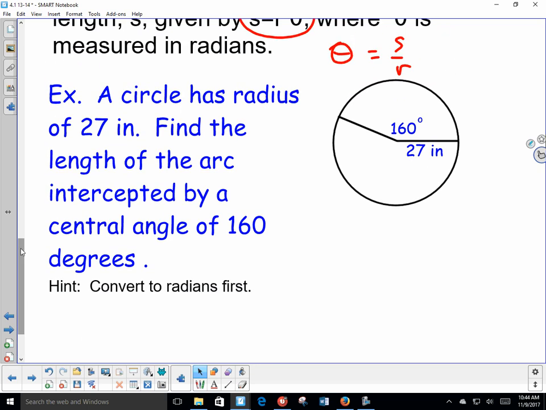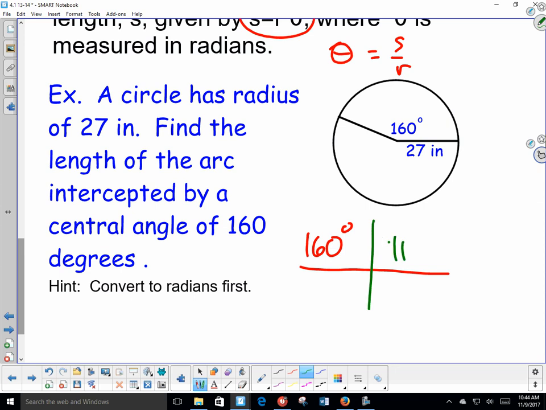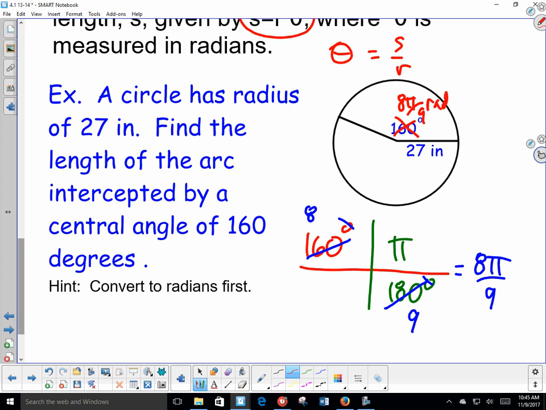Why do we need to convert to radians? Because the formula does not work if theta is not in radians. So go ahead and convert first. We're doing 160 degrees. How do we convert that to radians? Multiply by pi over 180 or 180 over pi? Pi over 180. So degrees divide out, and 20 goes into both of these. 20 goes into this 9 times, 20 goes into this 8 times. So we get 8 pi over 9 as this angle. So we're not going to write it in degrees. We're going to say it's really 8 pi over 9 radians.